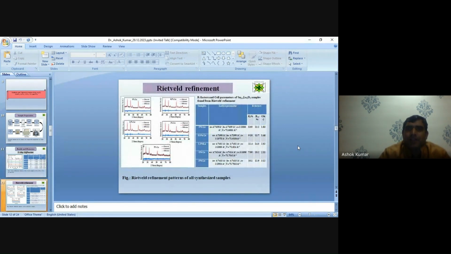This is the Rietveld refinement. Again, we have calculated these structural parameters using the Rietveld refinement, and these are in close agreement with what we have calculated from the XRD results. These are more accurate.